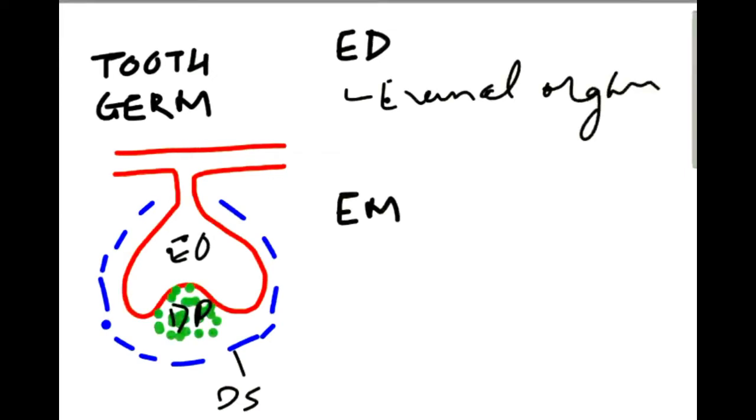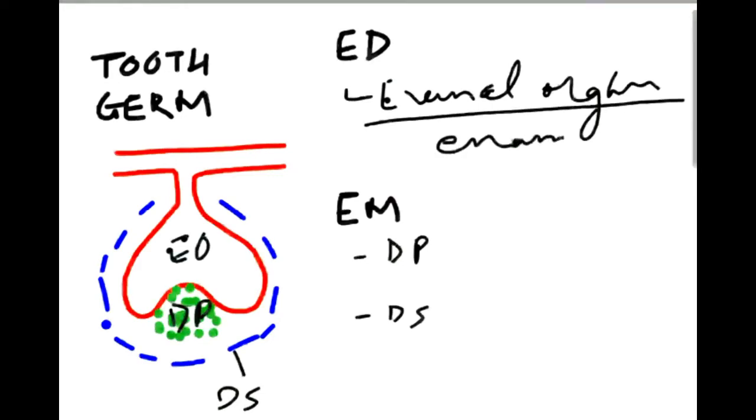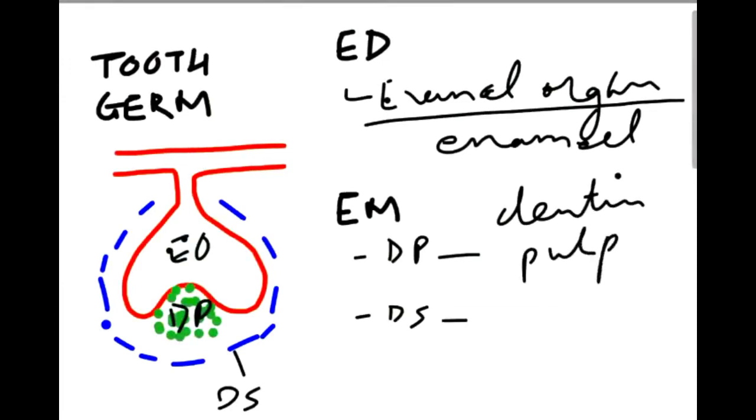Out of these three components, only the enamel organ is the ectodermal component because it arises from oral ectoderm, while the dental papilla and the dental sac are the ectomesenchymal component because they arise from ectomesenchyme. The enamel organ results in the formation of enamel of the tooth, while the dental papilla results in the formation of dentine and pulp, and the dental sac forms the cementum, alveolar bone, and the periodontal ligament of the tooth.